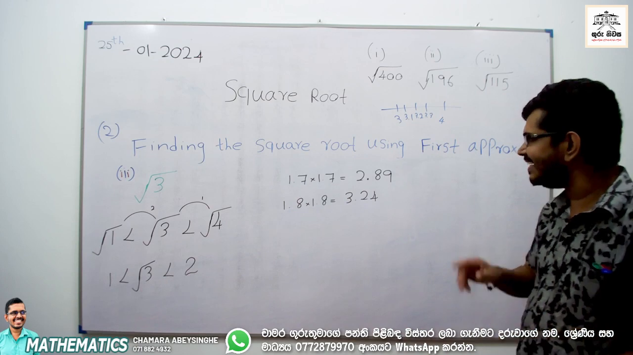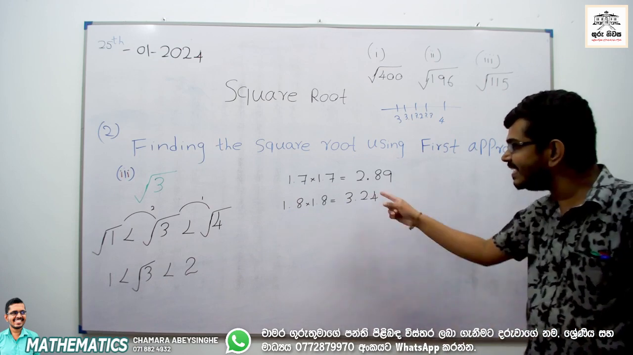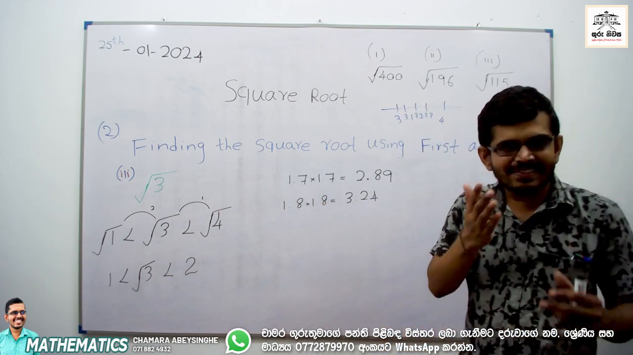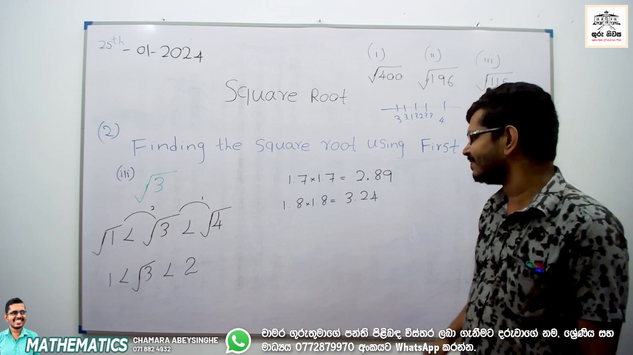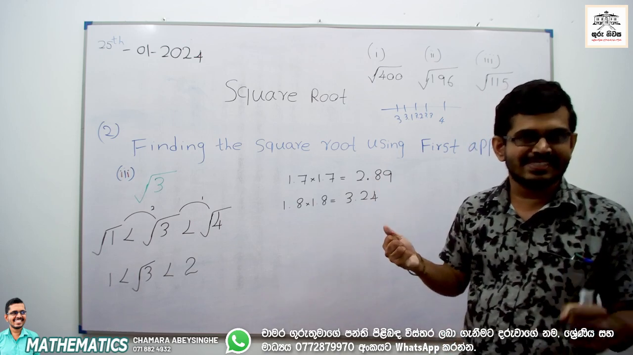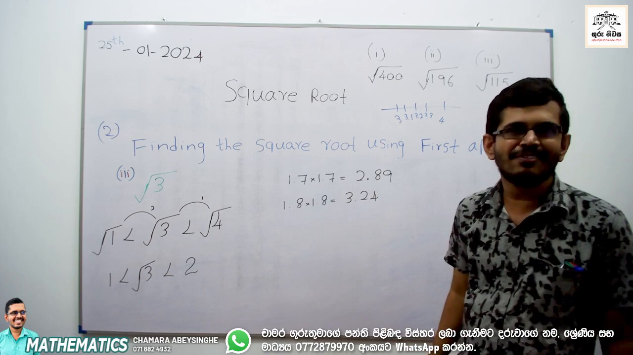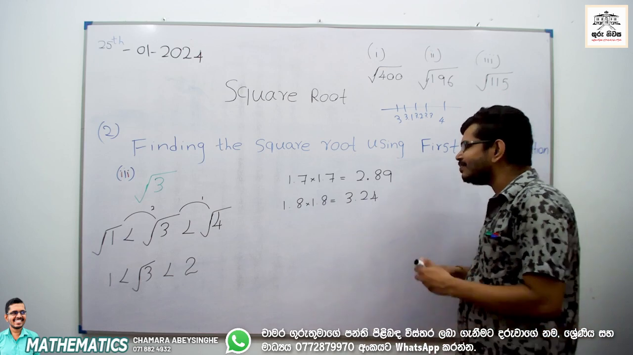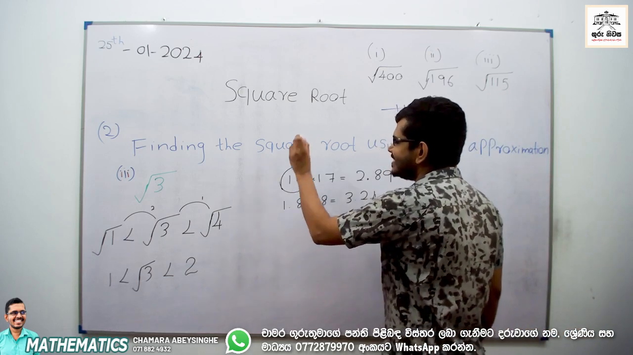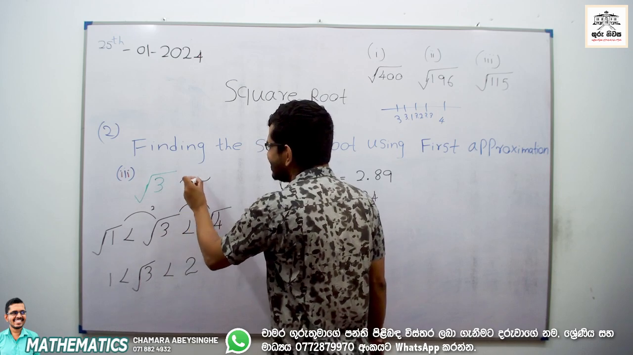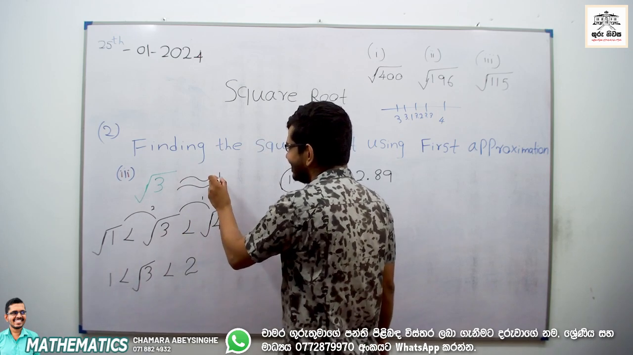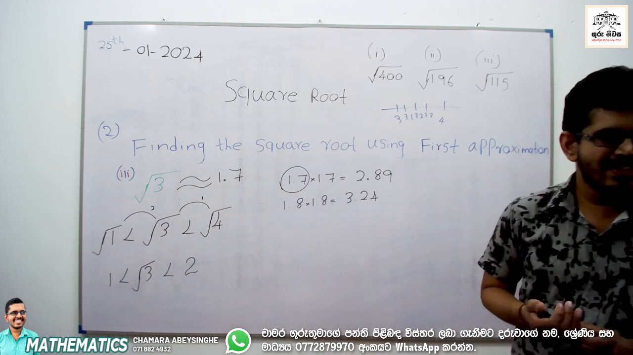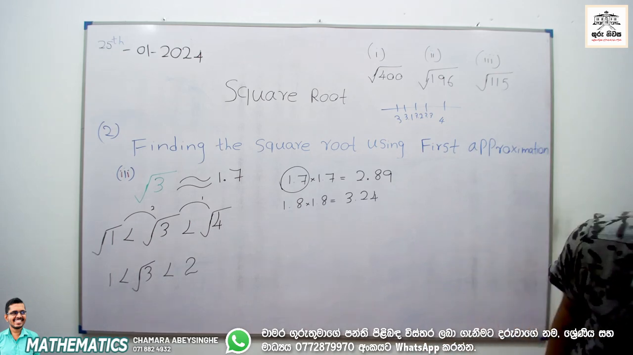Now let's take 2.89 or 3.24, whichever is nearest to 3. Which number is nearest to 3? 2.89, isn't it? The difference is 0.11, whereas here it is 0.24. And 2.89 is created by 1.7. So the square root of 3 is nearly equal to 1.7. Yes. And the students got 1.7. Very good. First question is very good.